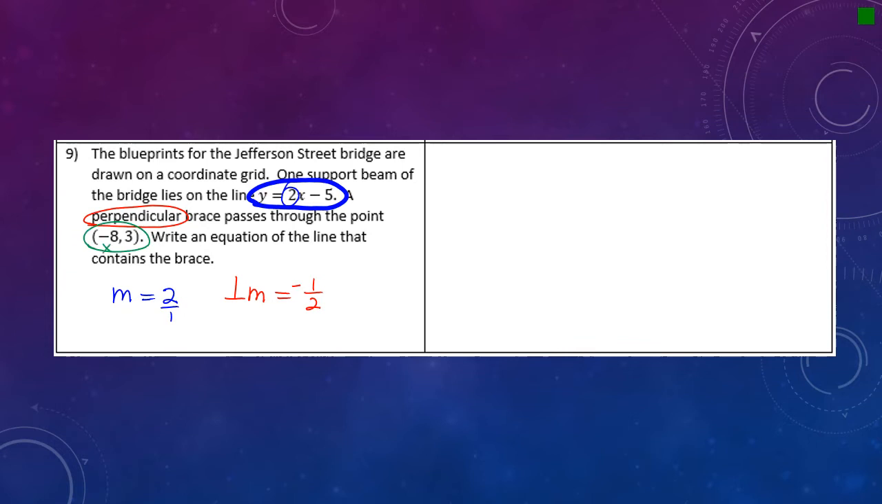Now I have a point here, -8,3. That's going to be the x and the y that I plug into slope-intercept form. So over here, here's slope-intercept form. And what I'm going to do is take x and y and my new perpendicular slope and plug this in to solve for b. So my point for y is 3. And that equals slope, which is -1/2, times my x value, which is -8. And then I have plus b, and b is what I'm trying to solve for.